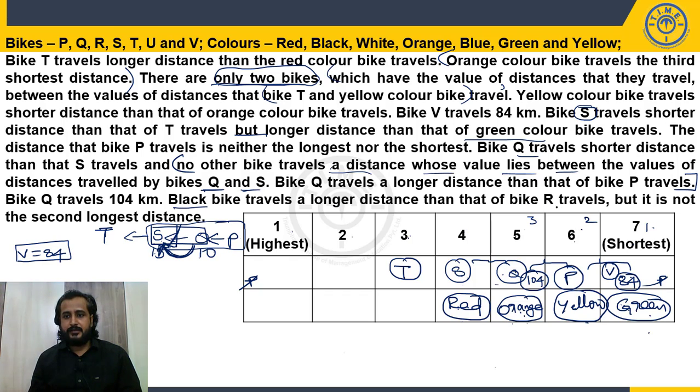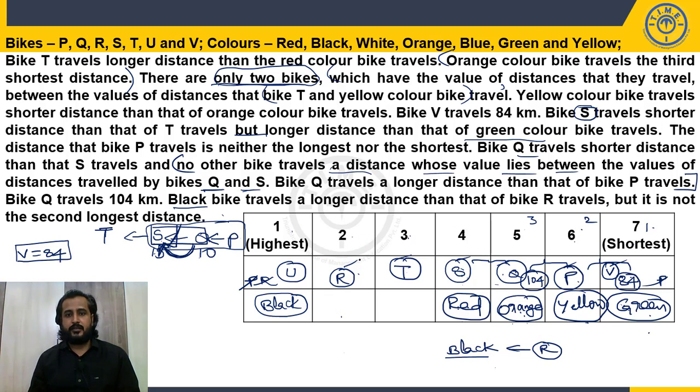Black color bike travels longer distance than bike R. So black traveled longer than R. When the black bike traveled longer distance than R, R cannot be the highest. Then what is the only scope to place R? Second highest. Out of the 7, positions 1, 2, 3, 4, 5, 6 are fixed. Who is remaining? P, Q, R, S, T, U. So bike U traveled the longest distance. Now before R I need to place black, so U is of black color. Bike U is of black color, but it is not the second longest. Clear? So complete information is utilized.